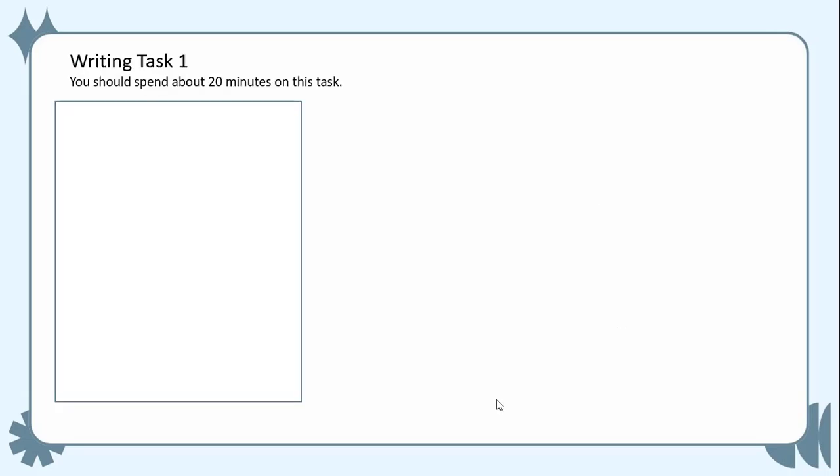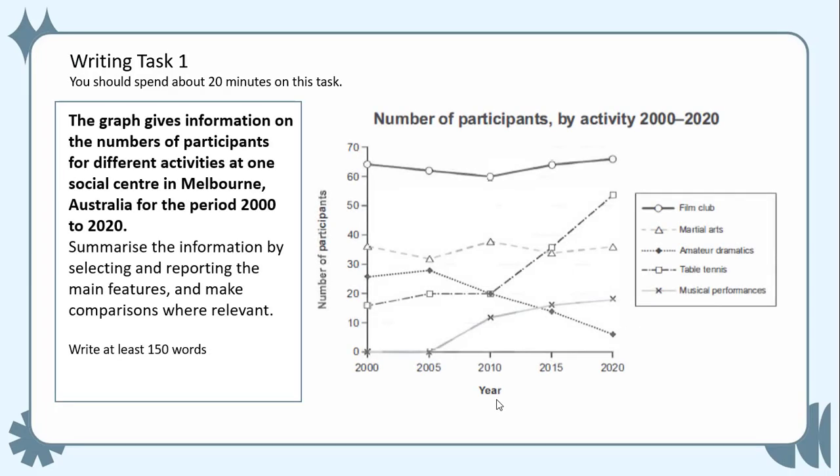Now, let's see the writing Task 1. The graph gives information on the numbers of participants for different activities at one social centre in Melbourne, Australia, for the period 2000 to 2020. Summarize the information by selecting and reporting the main features and make comparisons where relevant. You should write at least 150 words and spend about 20 minutes.